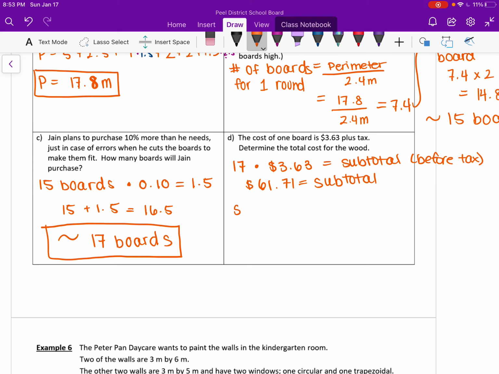Now, our subtotal times 1.13, which is how much tax cost, is going to give us the after-tax price. So let's take our 61.71, and you can do this one of two ways. I just skipped a step and I did the 1.13. You could have done 0.13 and then added it to your subtotal. Either way works. Is equal to our after-tax price.